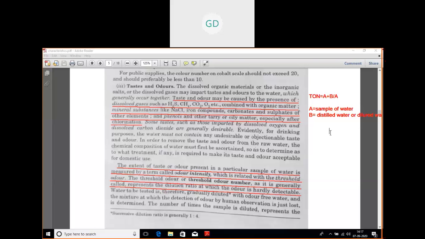Clear, everyone? So now, if I give you one numerical, just wait. I hope everyone has written this formula, just for your understanding purpose. This formula is not mentioned in this book.